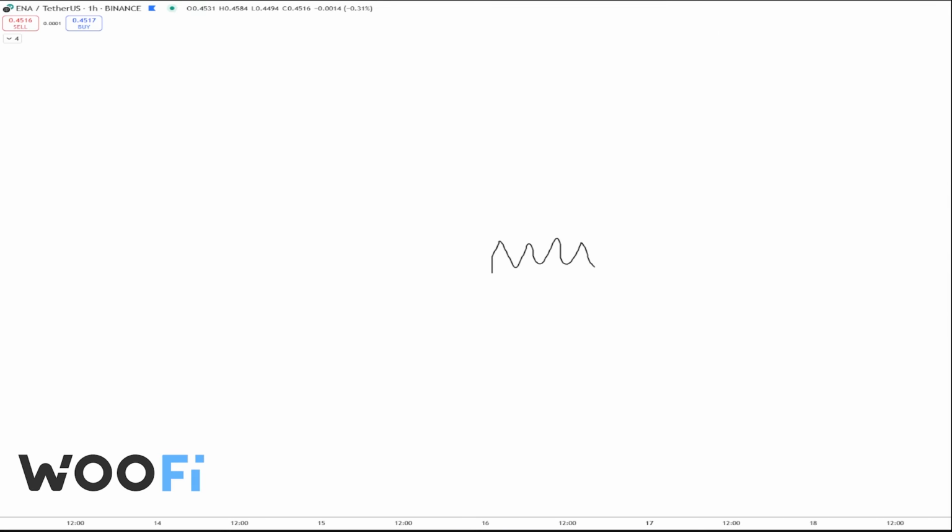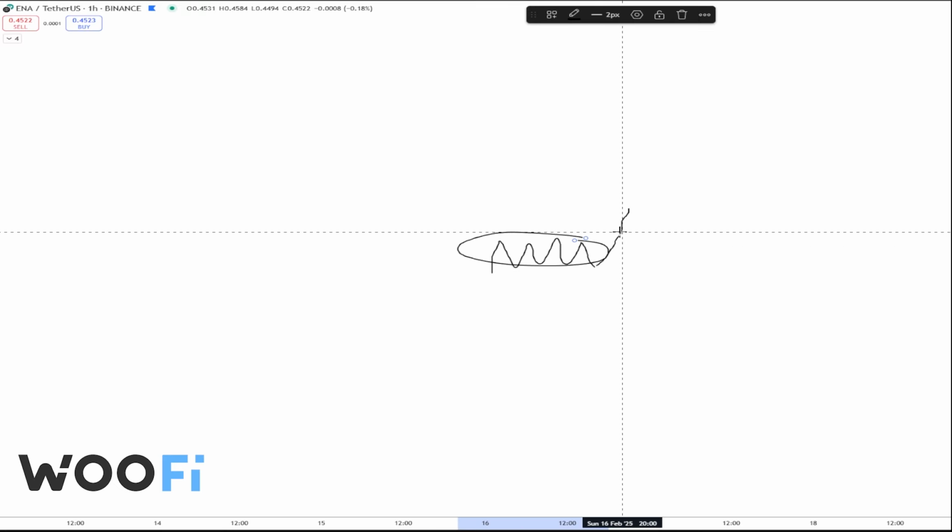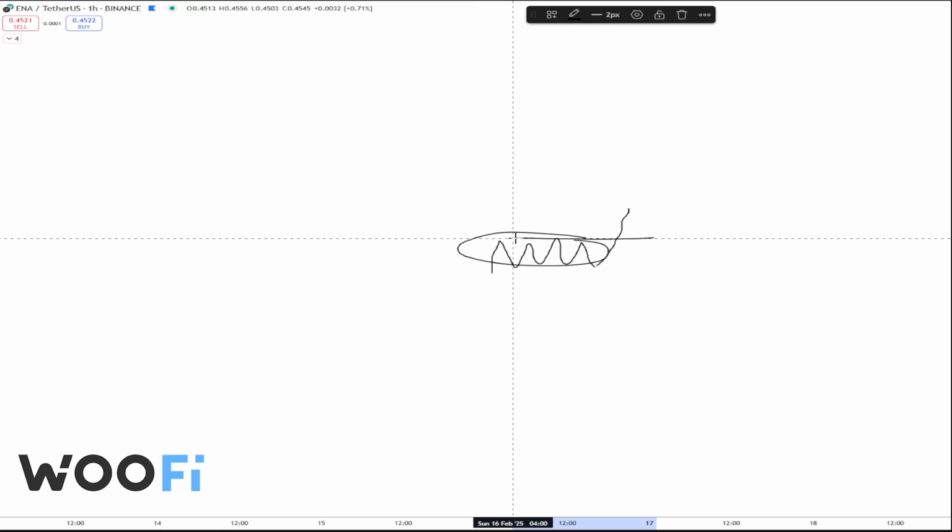Well, we want to wait for price to pop out of the consolidation period, so it looks something like this. We want the hourly or H4 candle to close above the consolidation period, which is this. And when this happens, we'll be setting bids at the top of the consolidation period right here. But it's very, very important to wait for the H1 or H4 candle close above the consolidation period.